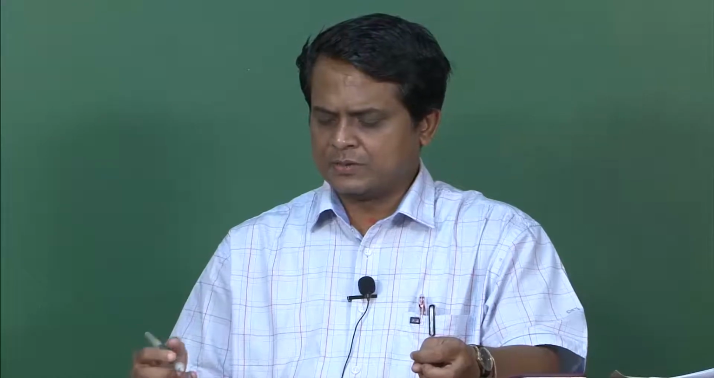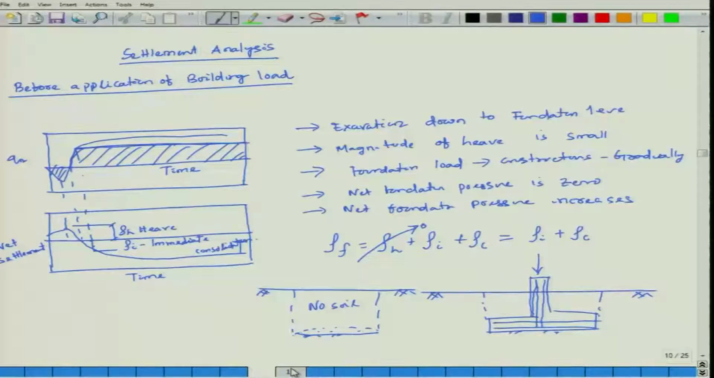So, last class I started the settlement analysis example before application of building load. Total settlement is settlement due to heave, immediate settlement and consolidation settlement. Settlement may be negative for heave, while downward settlement is positive. Considering heave settlement is very small, it has been neglected. So, it is the immediate as well as consolidation settlement.